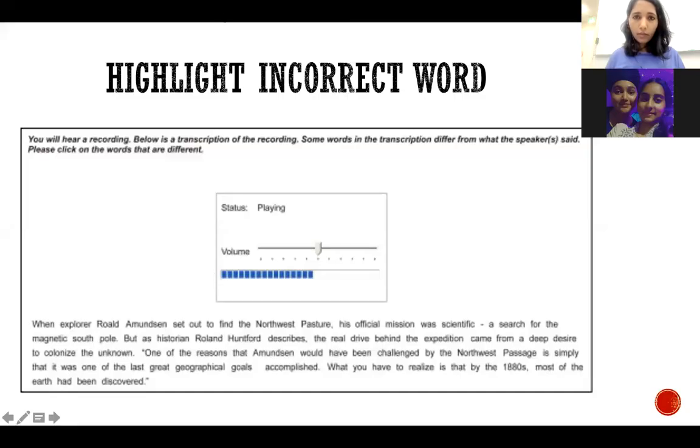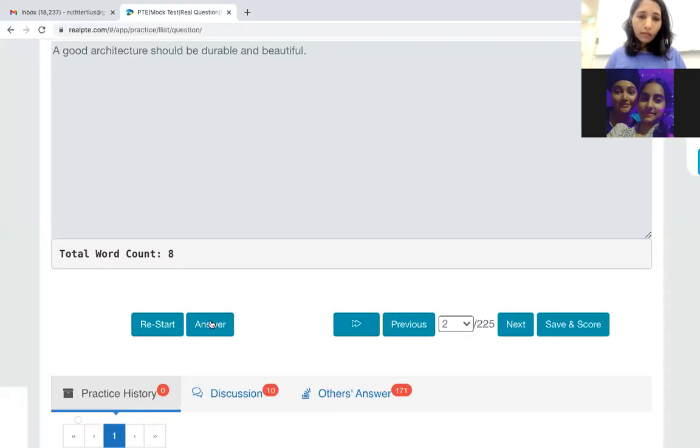Okay. You've written it. A good architecture should be beautiful. This is the answer. I'm sorry, I'll just share my screen. Not this one. I'm really sorry about this. Okay, so this is the answer.